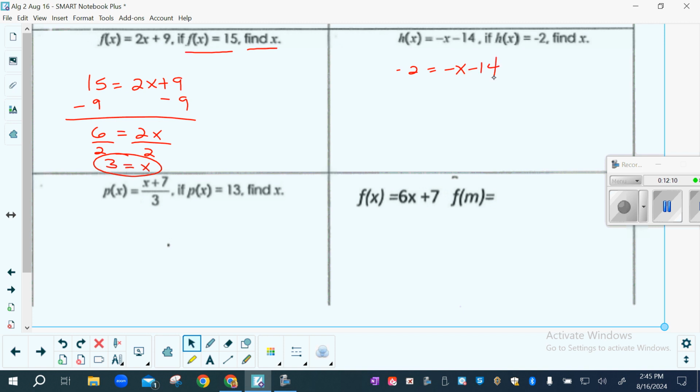See the difference there? So then what do we do next? You add the 14. Yes. Then you have to multiply by negative 1. So next step, we could either divide by negative 1 or multiply by negative 1, since there's a negative 1 in front of the x. We get the same answer either way, and we get x is negative 12.